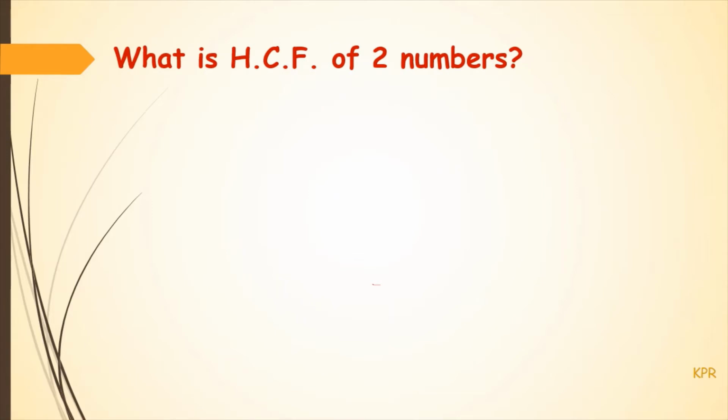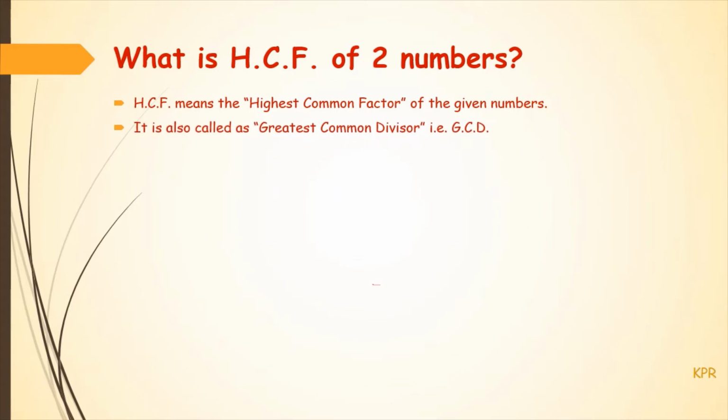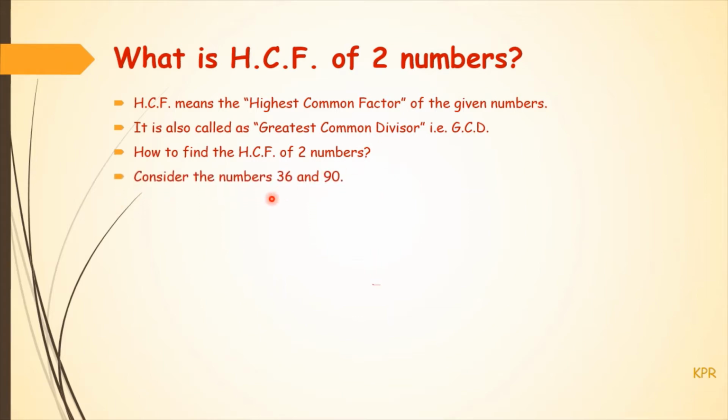Now, we will see what is HCF of two numbers. HCF means the highest common factor of the given numbers. It is also called the greatest common divisor, that is GCD. How to find HCF of two numbers? Consider the numbers 36 and 90.